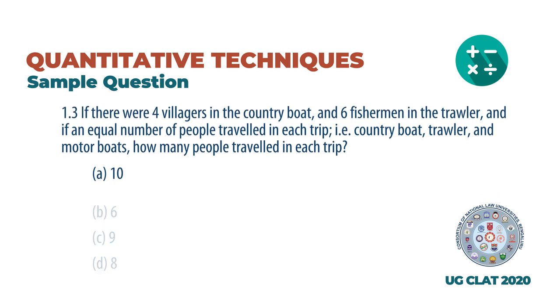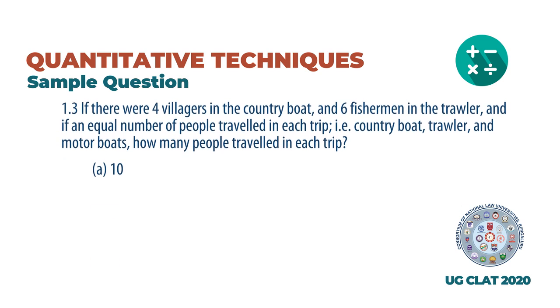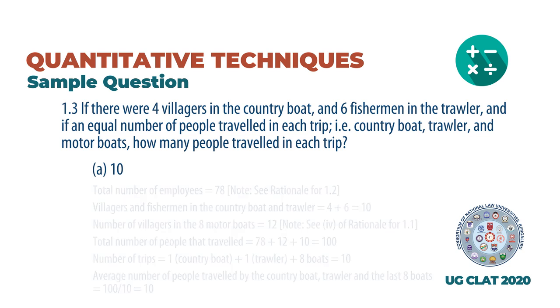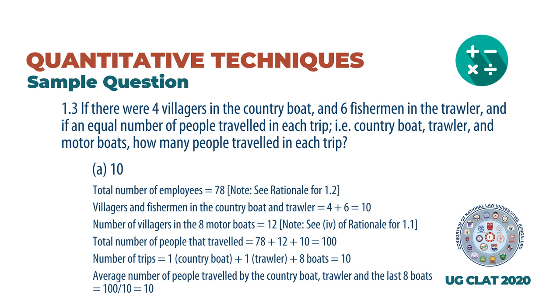The correct answer is A, and this is how we arrived at the calculation. The total number of employees is equal to 78. This is taken from the rationale from the previous question. Villagers and fishermen in the country boat and trawler is equal to 4 plus 6, which is equal to 10. The number of villagers in the 8 motorboats is equal to 12. This is as per calculation 4 of the previous question.